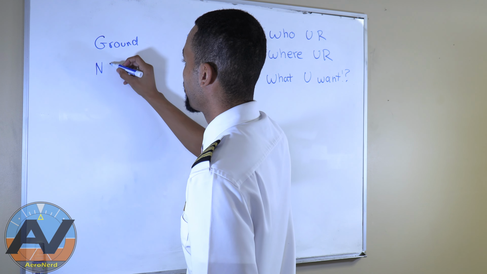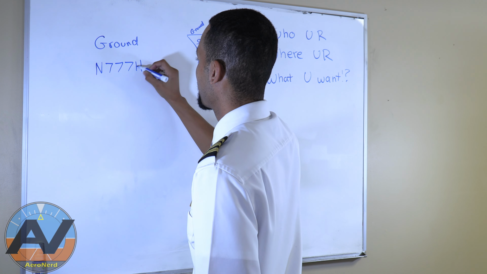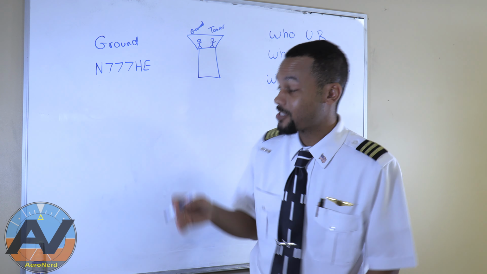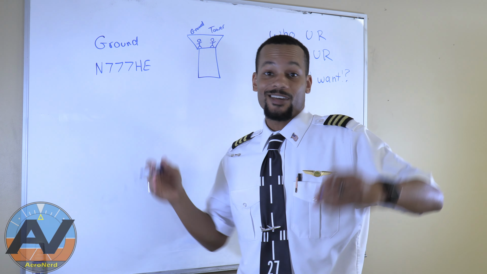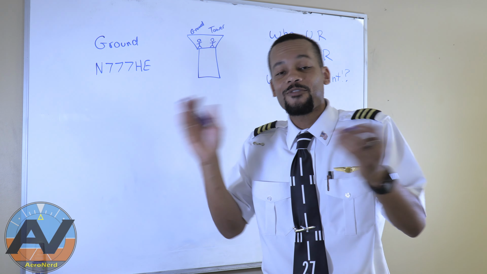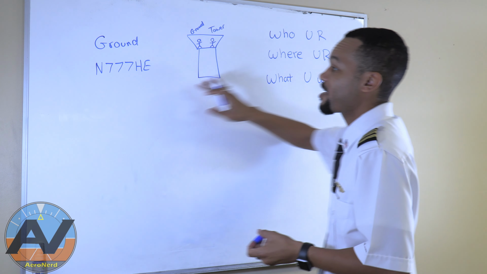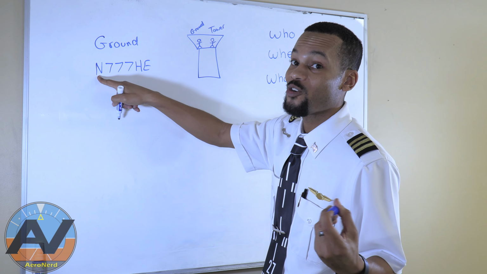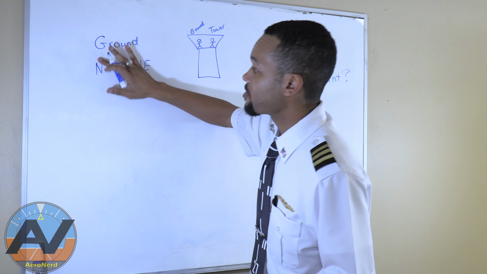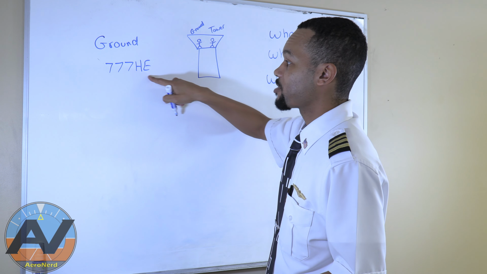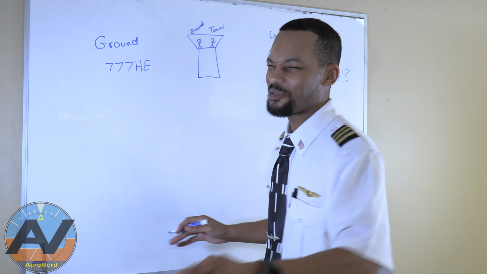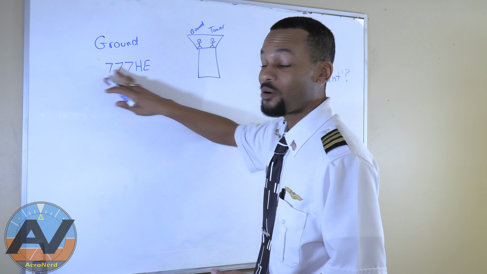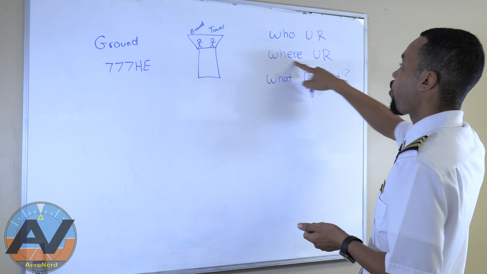This is November 777 Hotel Echo. You can say Skyhawk 777 Hotel Echo. You can say commuter. You can say just Cessna 1234, whatever you want. But make sure you identify yourself by saying who you are. Now, every tail number in America will start with an N or November. So you may omit this by just saying ground 777 Hotel Echo. Yeah, don't say triple. That's a bad habit that I have. So ground 777 Hotel Echo or whatever your call sign is on your tail.